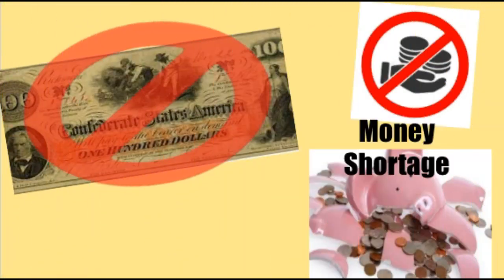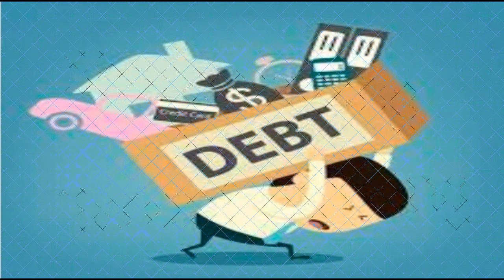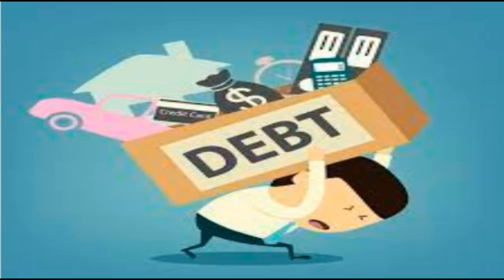Confederate money was worthless and a lot of people didn't have any other kind. Due to the shortage of money, many farmers were unable to pay their workers. This is where sharecropping and tenant farming come into the picture. It was one way to keep poor farmers, both black and white, working and in debt.